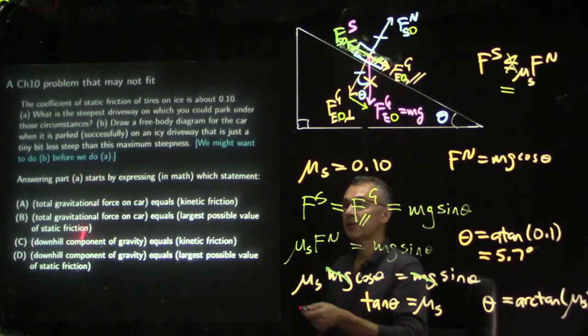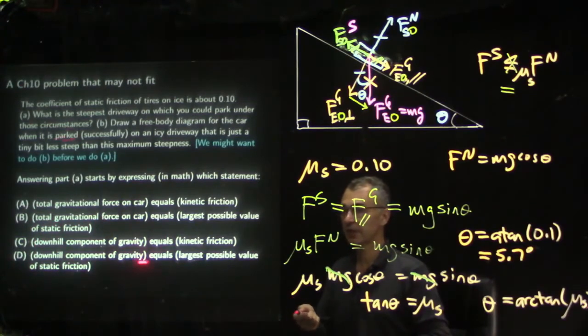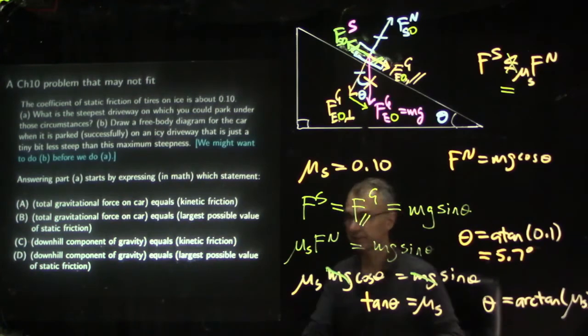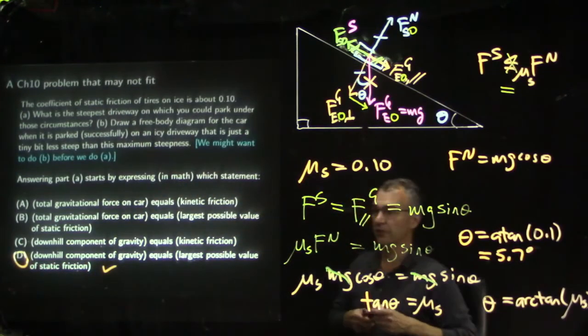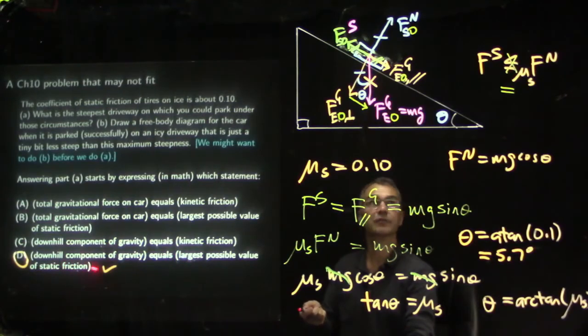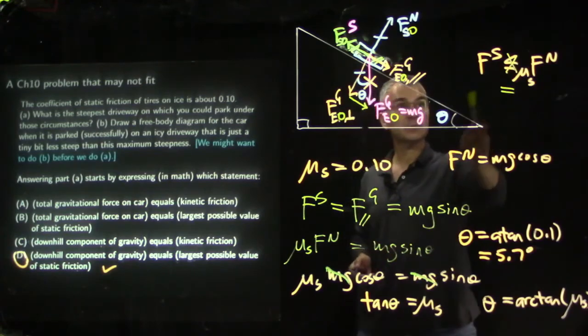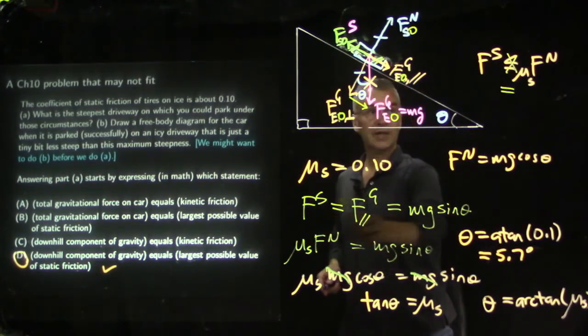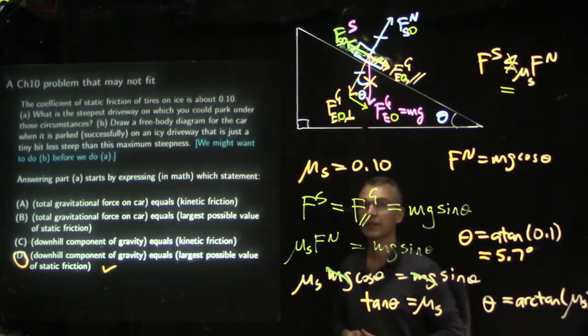Answering part A starts by expressing in math which statement? The total gravitational force, no. The downhill component of gravity equals the largest possible value of static friction. Yes, exactly. You see, that's what we wrote. The downhill component of gravity has to equal the largest possible value of static friction right at this limiting case.